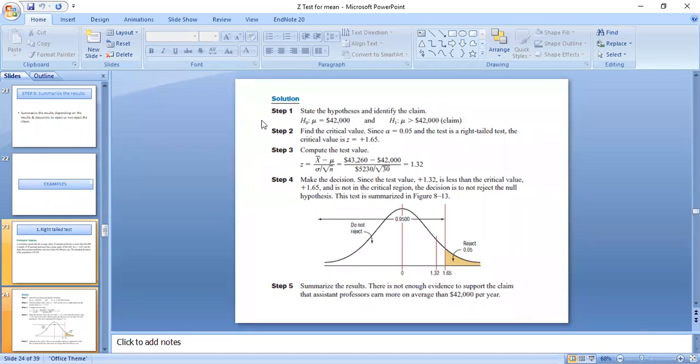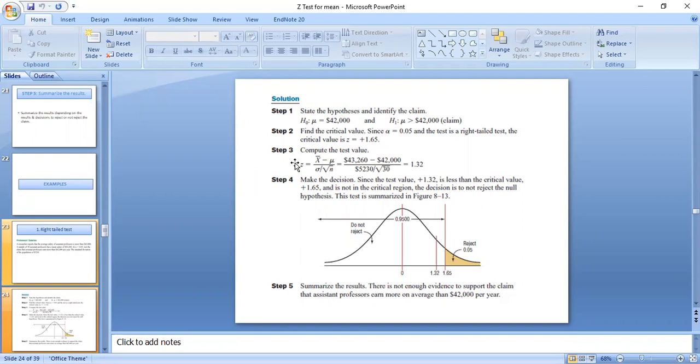Now, the solution. The first step is to state the hypotheses and identify the claim. In the null hypothesis, the population mean is equal to $42,000, while in the alternative hypothesis, as it is a right tail test, the population mean has to be greater than the $42,000 that the researcher claims. Then the second step is to find the critical value. Since the level of significance is 5% and the test is a right tail test, the critical value is plus 1.65.